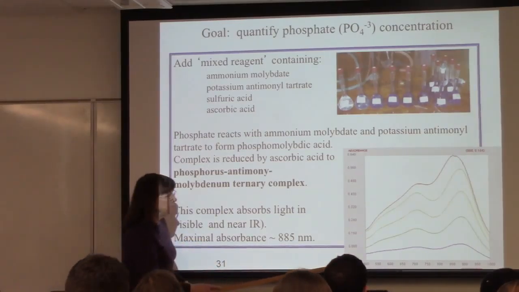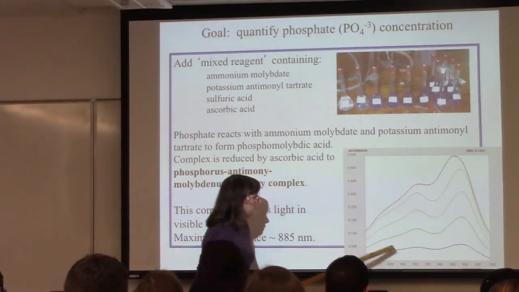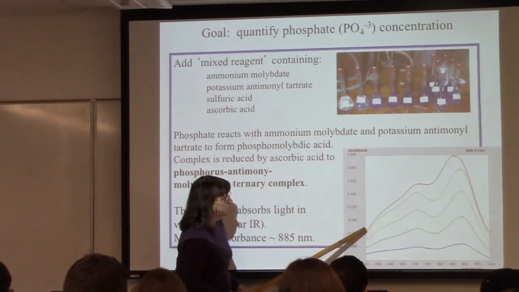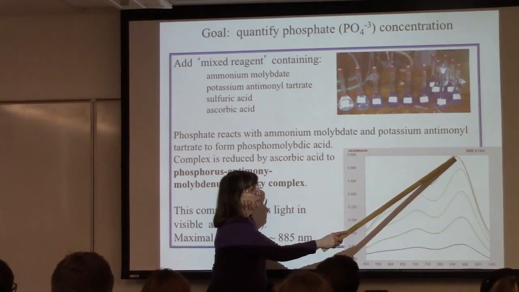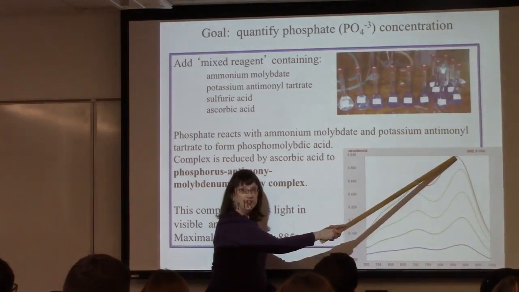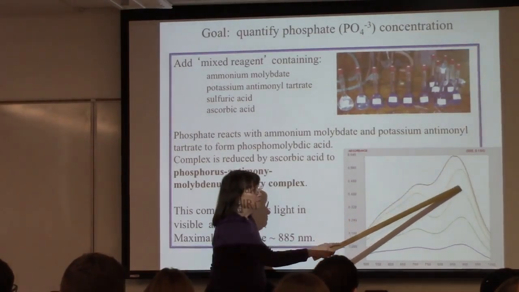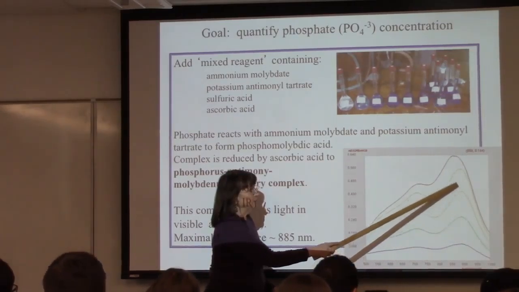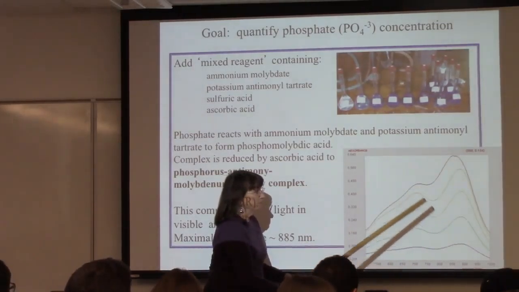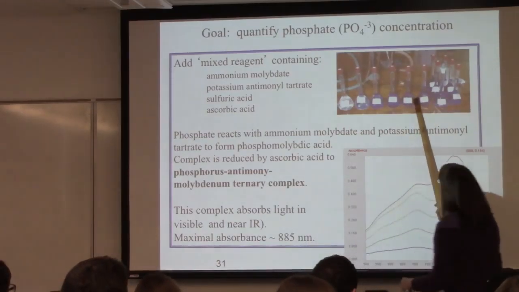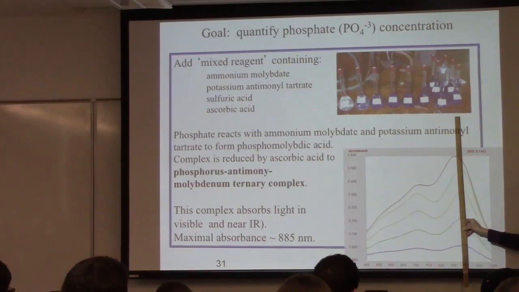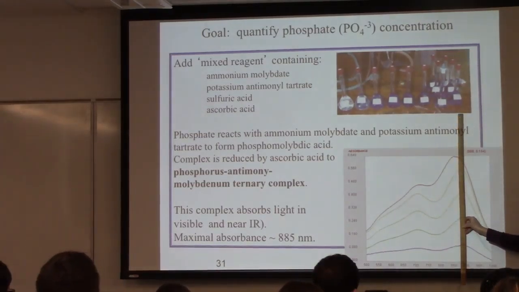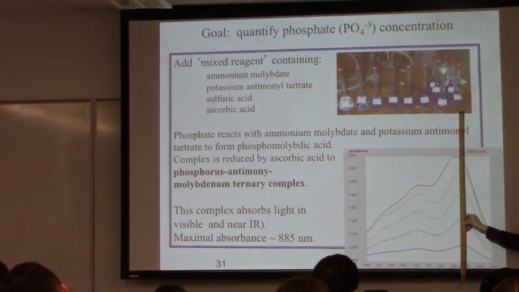Here's the absorption spectra, 500 to 1,000. So it does absorb a little bit in the green, but the maximum absorption wavelength is 885. And these are just different concentrations of that complex. And so it's going to turn blue because blue light is not absorbed, but you want to make sure that you measure the absorption at the maximum wavelength, which is 885.